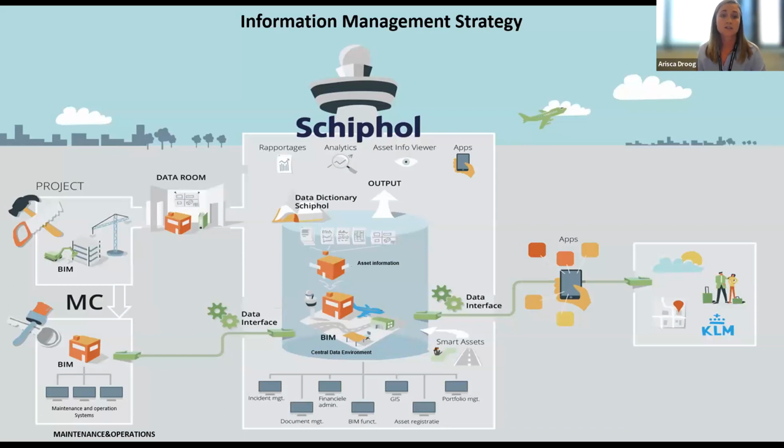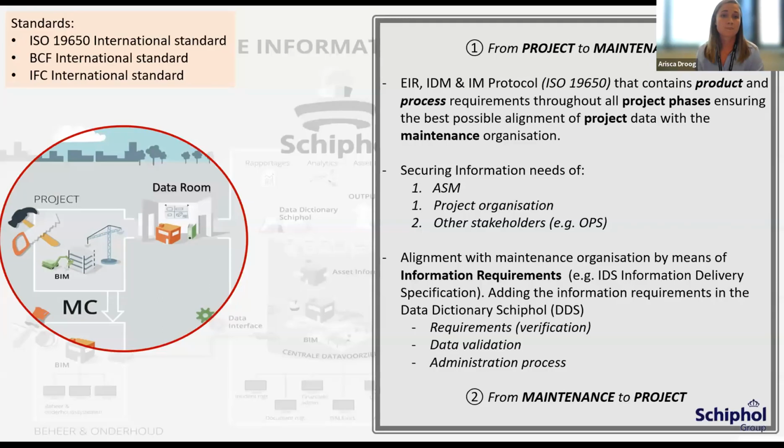And then in the center, you see the environment of Schiphol Airport, where to the left top, you see the data dictionary of Schiphol, where we have defined all of our information needs per asset type. And then below, you see the central data environment where we store all of our assets. Next slide.